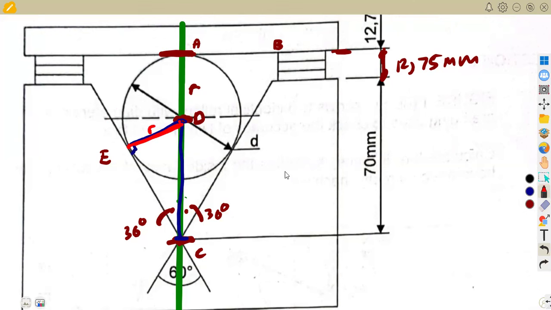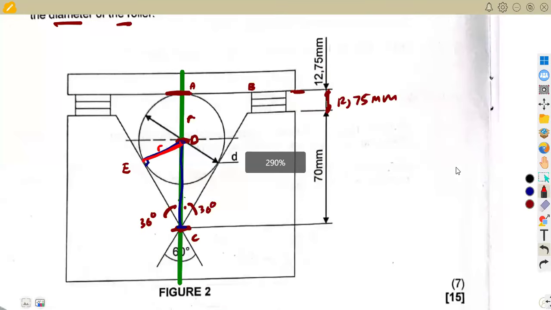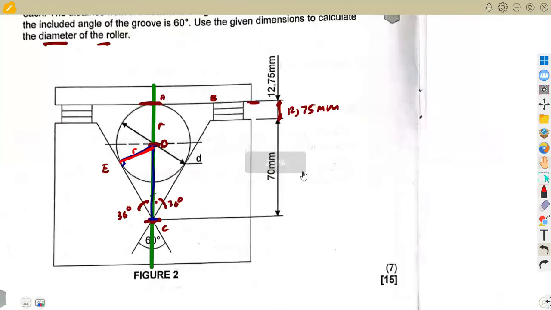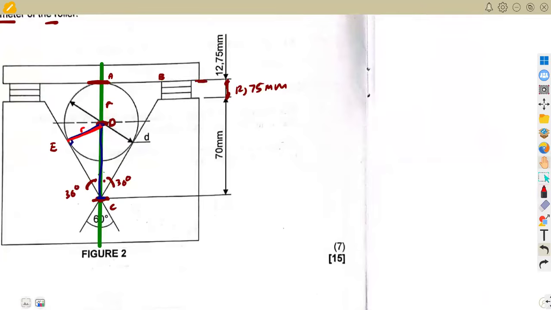That's a radius, so we can take advantage of that. That is a radius, and we can calculate DC. So that means in this case, guys, on this question, we are done. If you can understand this, we are done.